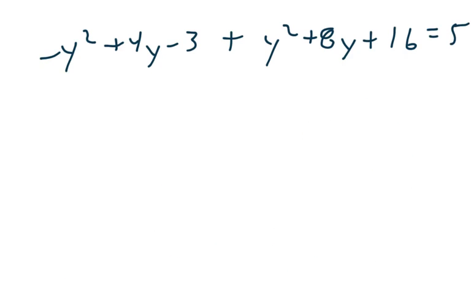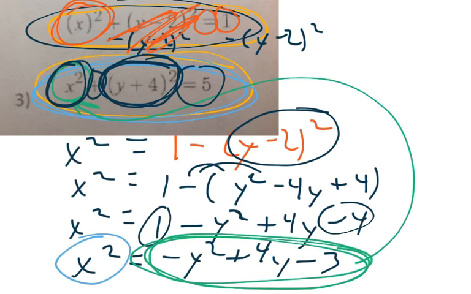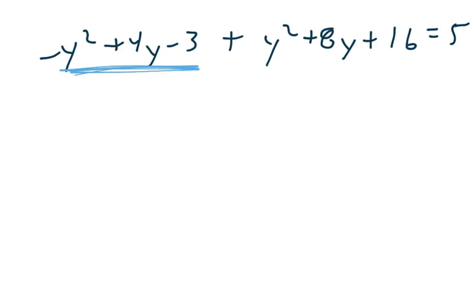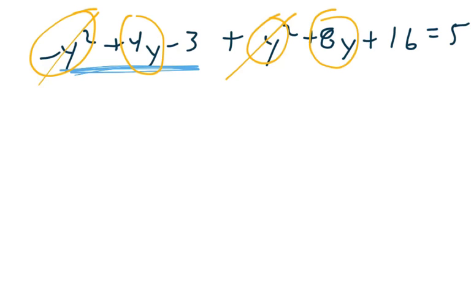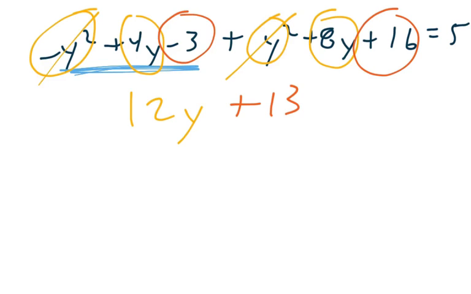What I did was plug in right there the x squared from the first equation into the second equation, right? So now what? Well, notice what happens here, guys. I have a minus y squared and y squared. They cancel out to 0. I have a 4y plus an 8y, which is 12y. I have a minus 3 plus 16, which is plus 13.